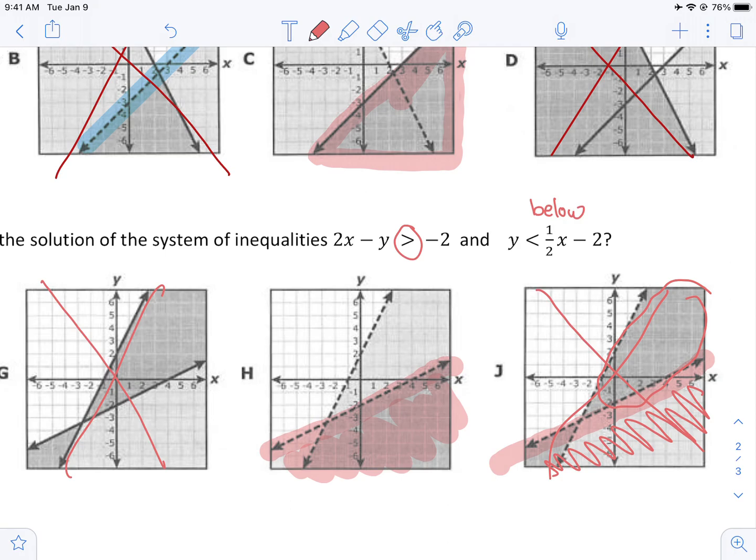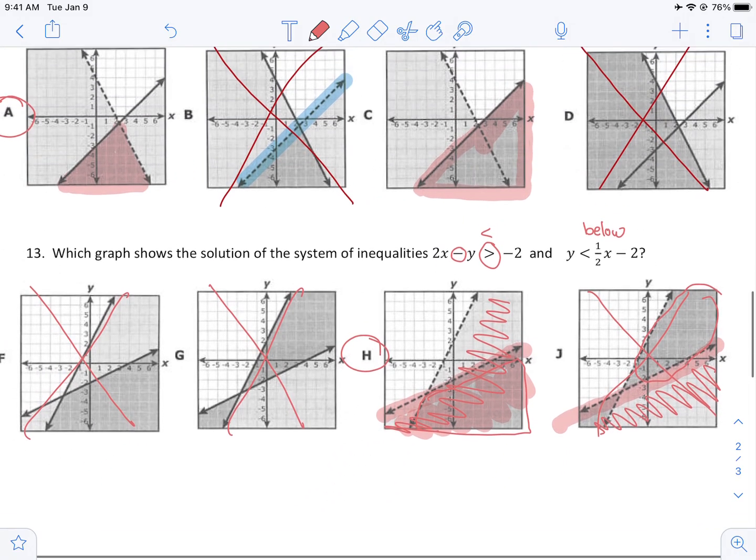For the first equation, if you can look and see that there's a negative, which means you know you're going to end up having to flip it, you don't really have to even solve it to know that, which means you would be shading below. So if I shade below on the second line, that's going to be this area. So that common shaded area is this little chunk right here. Okay, so it would be answer choice H.